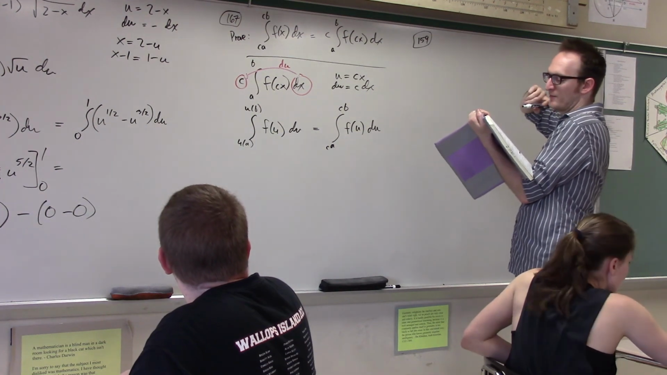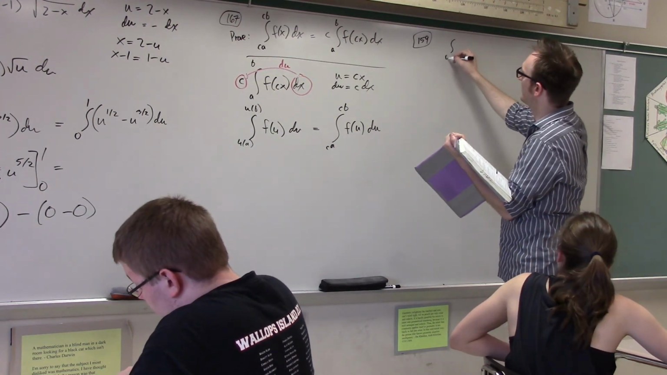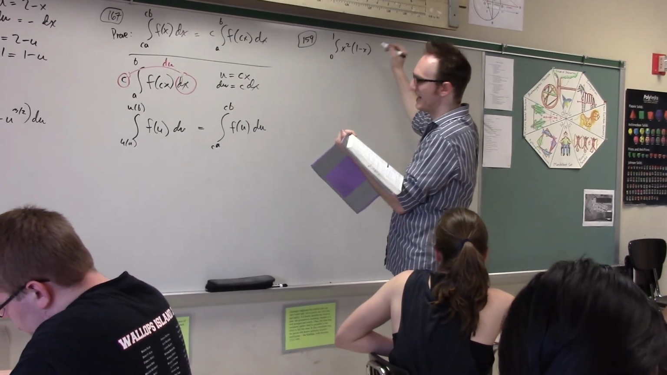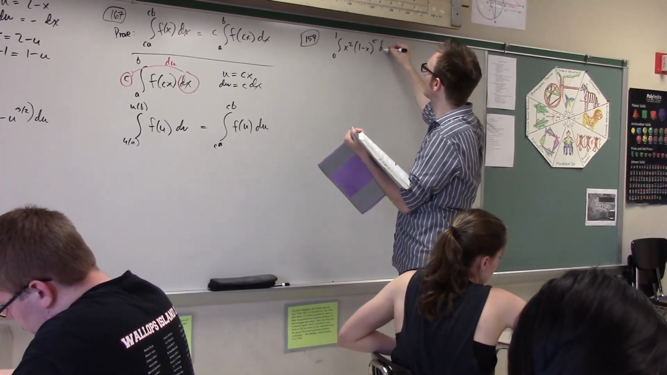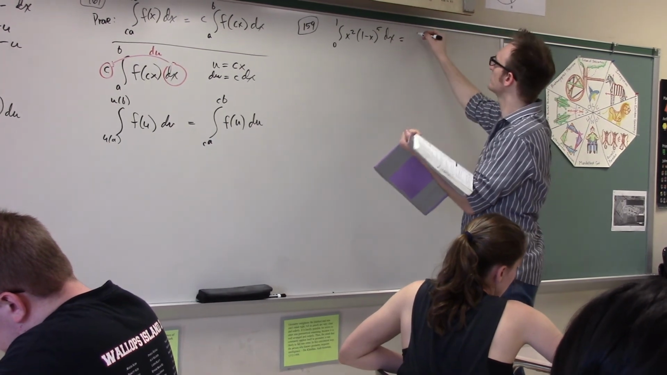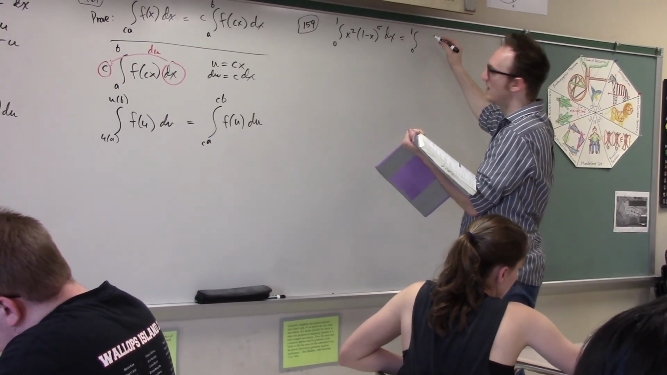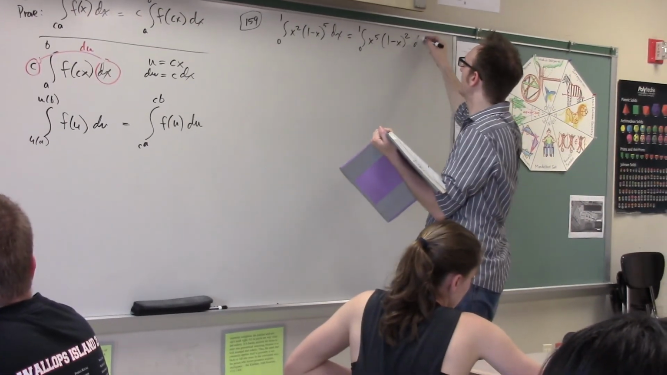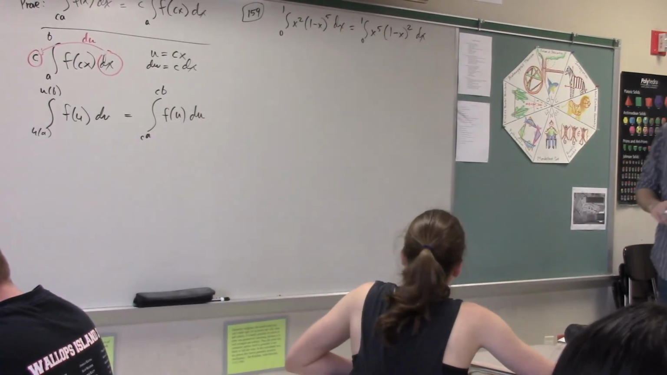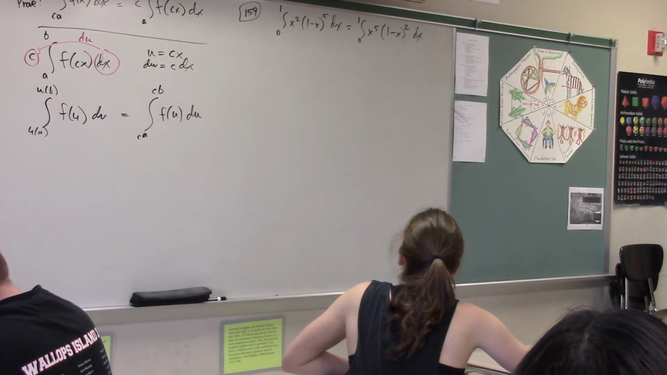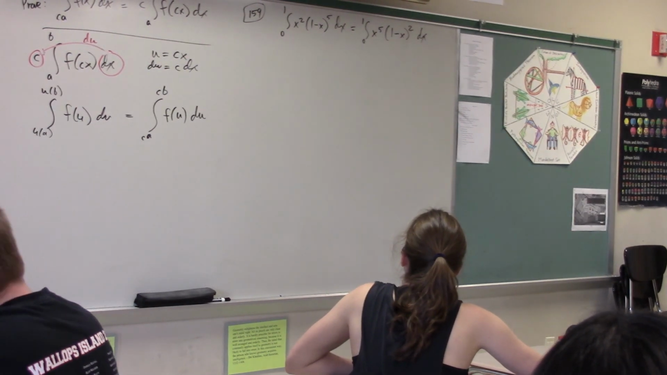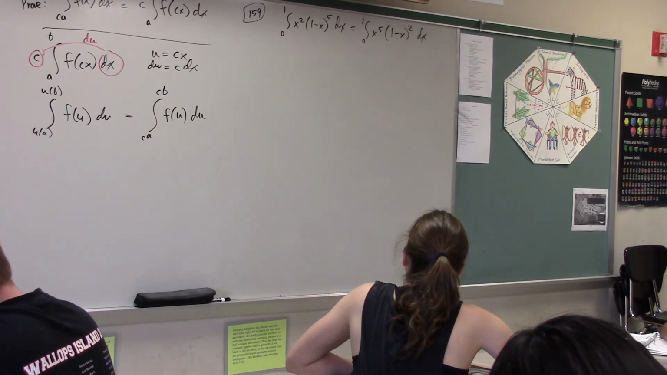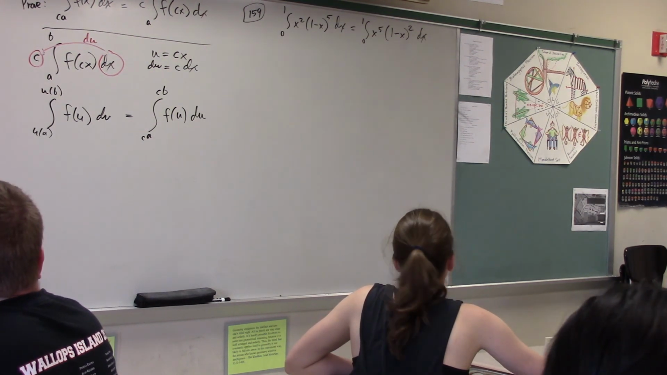This was just another kind of cool problem. It said, show that the integral from 0 to 1 of x squared times 1 minus x to the 5th, show that this equals the integral from 0 to 1 of x to the 5th times 1 minus x squared. This is not obvious at all. I have no idea why this should be true. But I think if you do a substitution, it just works out.